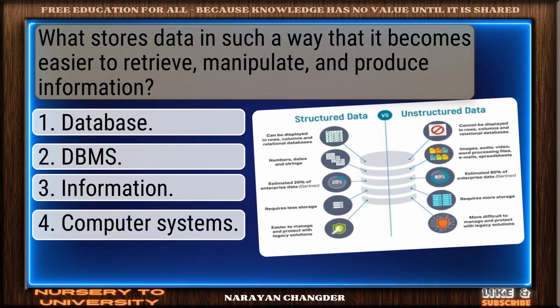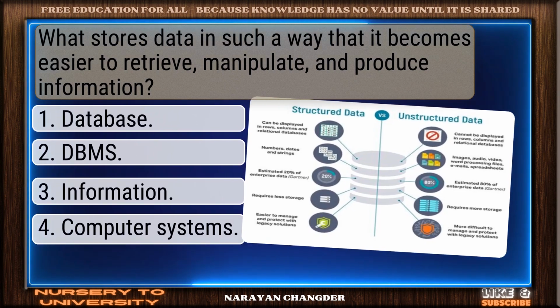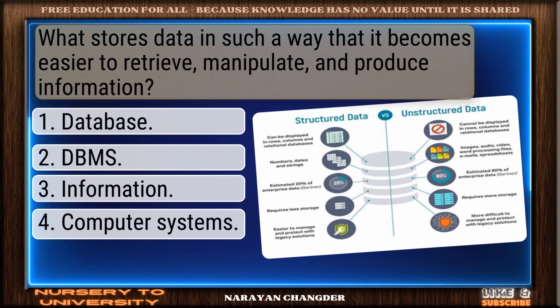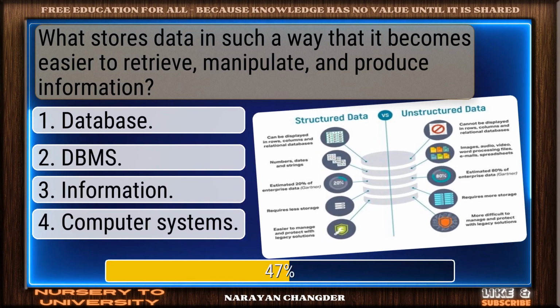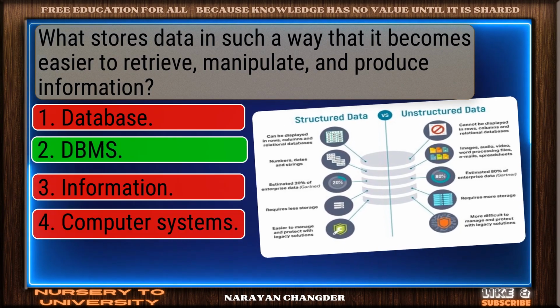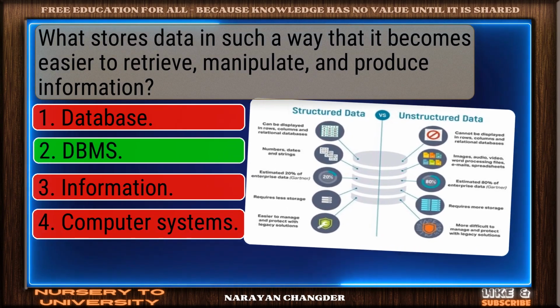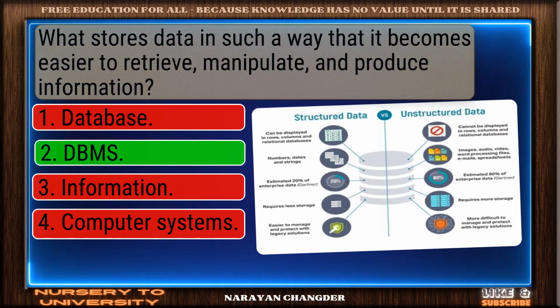Question number 14. What stores data in such a way that it becomes easier to retrieve, manipulate, and produce information? Correct response. DBMS is the most accurate answer.